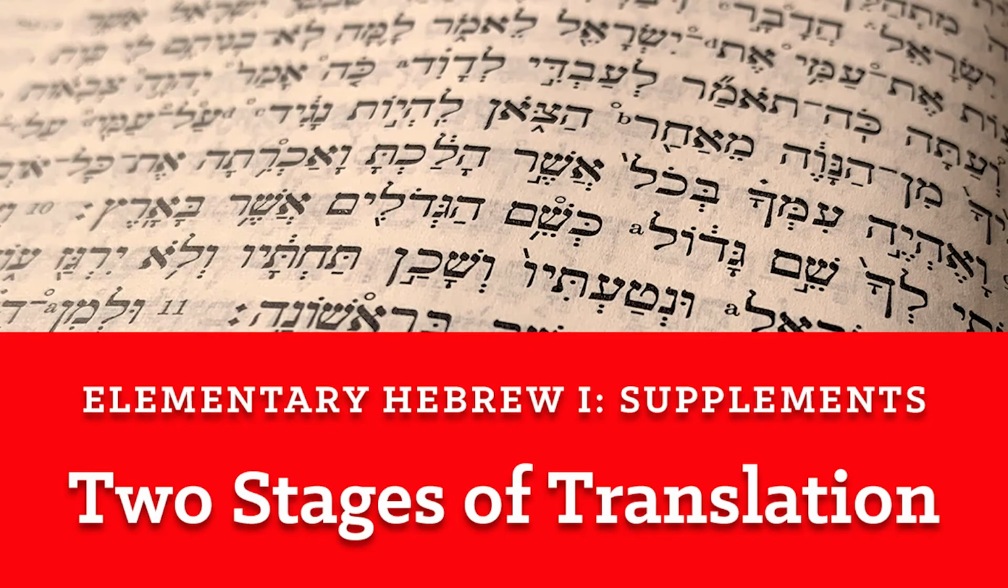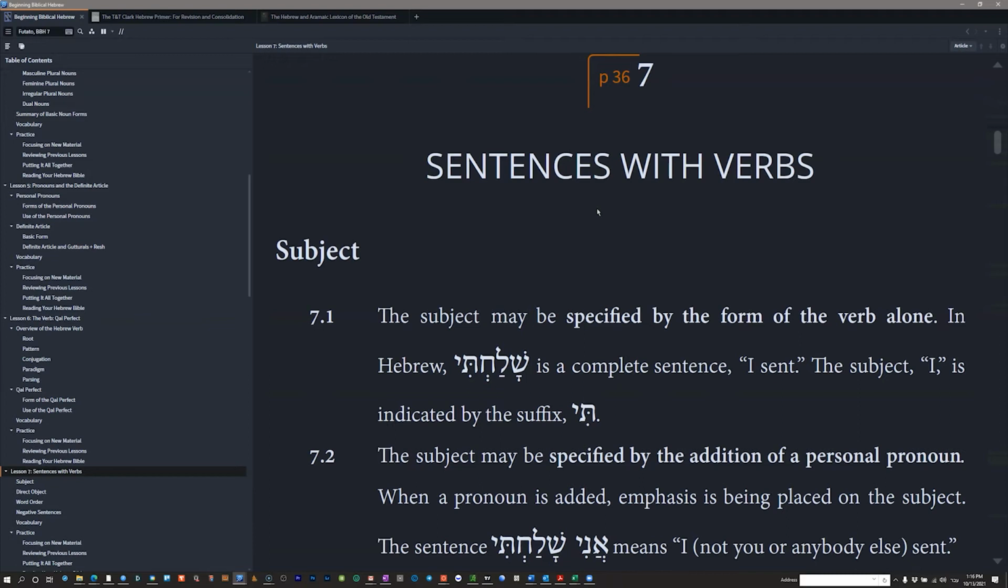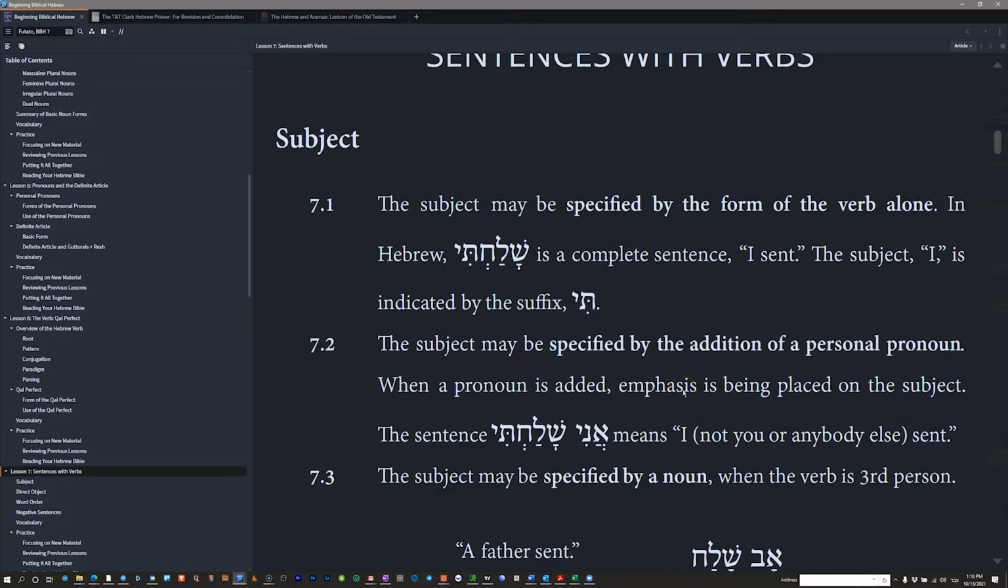All right, sentences with verbs. I will probably clip this segment from the video and post it separately because we have a lot of students that are still struggling with this. And they're struggling with translating Hebrew sentences because you're not going through the two-stage process of translation.